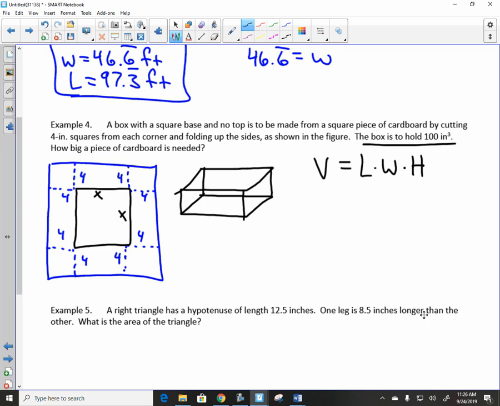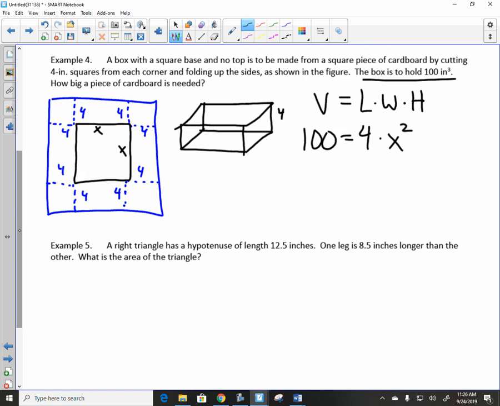Which of these variables do we know? Do we know the volume? Yeah, it's 100. Do we know the height? Yeah, it's 4. Do we know the width or the length? They're the same, right? Can we solve that? Yeah. 25 is x squared. So x is 5.